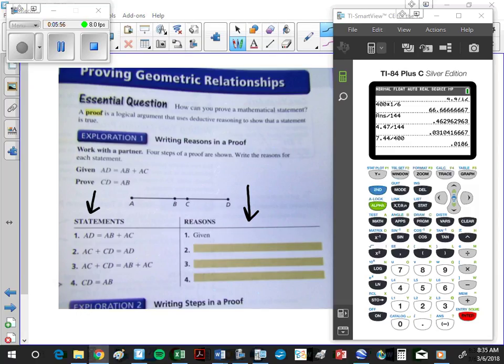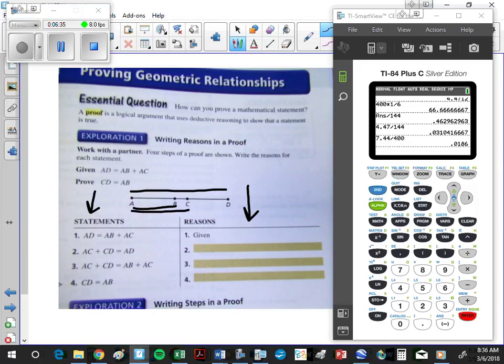So, in a two-column proof, you almost always start with the given. So we are saying that AD is equal to AB plus AC. How do I know that's true? They told me. Okay, the problem told me that that was true. Or in some other cases, it will just be something that's so obvious that we just write given. Okay, and so we know that this length here is equal to this length plus this length.